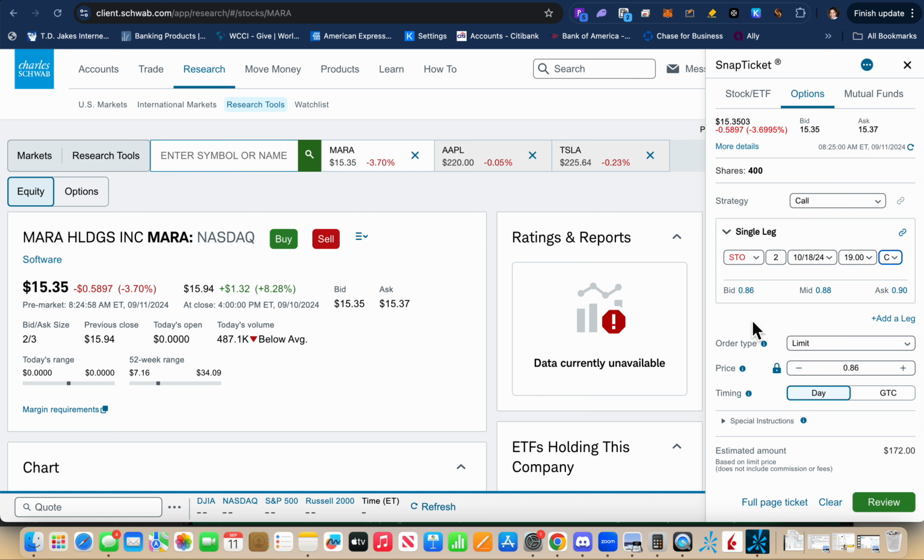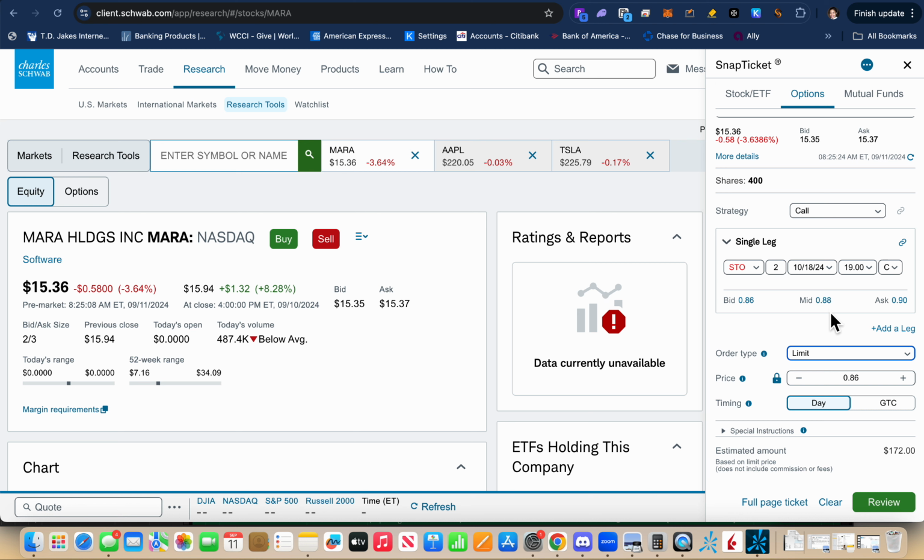The C here is for call. All right, so here you see the order book. You see the last price for this contract. So you get the bid, the ask, and the mid price. In my case, just like buying stocks, I always set a limit. And so for this particular contract, I'm willing to enter a contract to sell 200 shares of my MAR stock by October 18th for a minimum price of $19 a share if I can get $1 per share, which translates to $100 per contract.